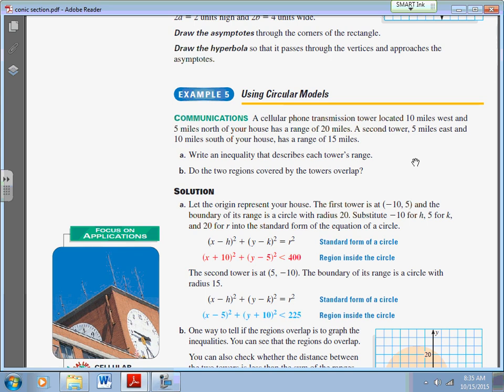Okay? All right. So it says a cellular phone transmission tower located 10 miles west and 5 miles north of your house has a range of 20 miles. One of the things you've got to keep in mind is cell phone towers' range. Once their range ends, another cell phone tower is put after that, so that the connection you're getting is pretty constant, right? That's why there's a gap.